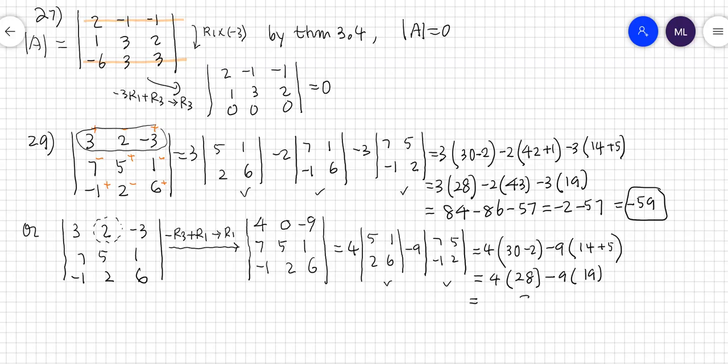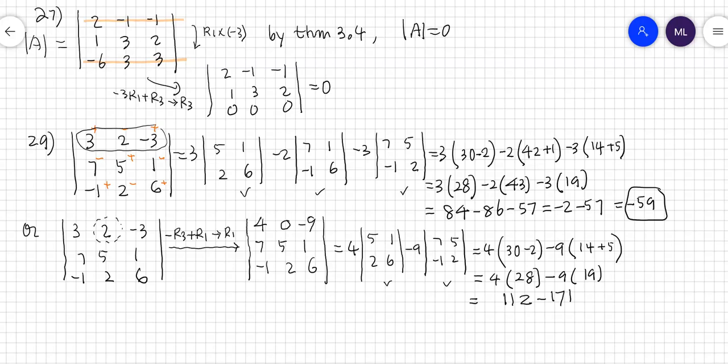So it is 32, 8, 112. Is it 112? Minus 81, 8, and 7.